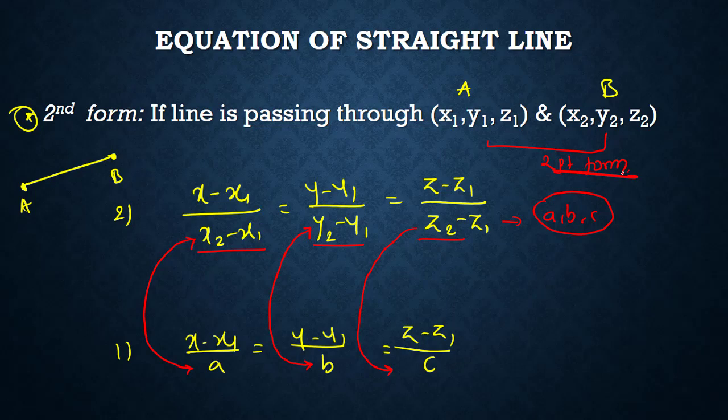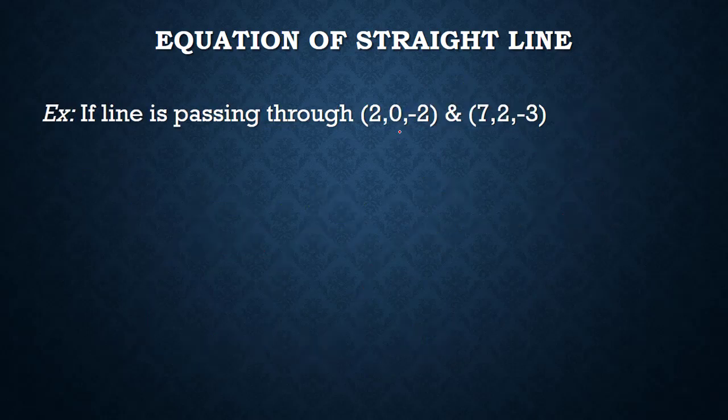So let's see one simple example. If the line is passing through (2, 0, minus 2) and (7, 2, minus 3), then what is the equation? So it is (x minus 2) upon (7 minus 2), which is 5, equals (y minus 0) upon 2, and (z plus 2) divided by (minus 3 plus 2), which is minus 1. So this is the equation of the line. And what will be the DRs of this line?